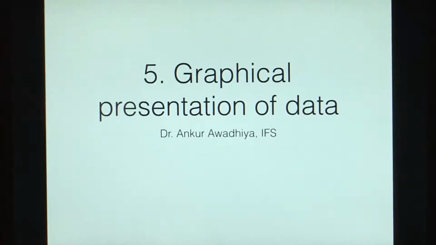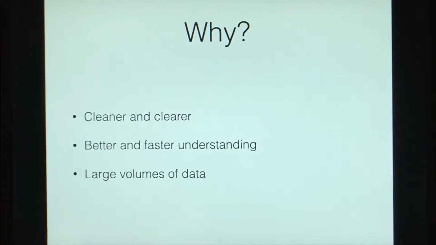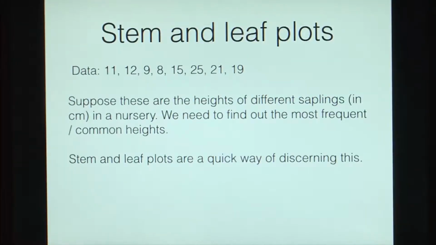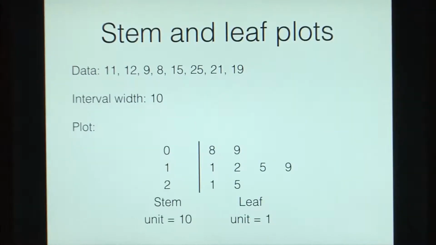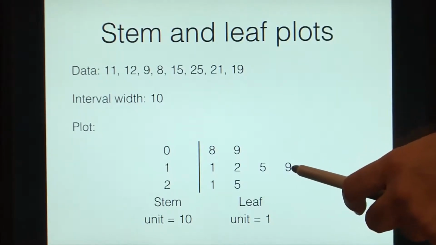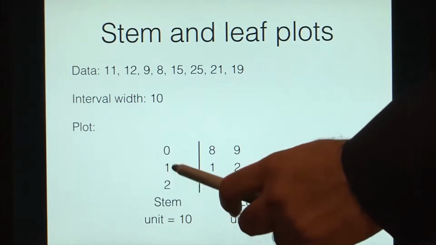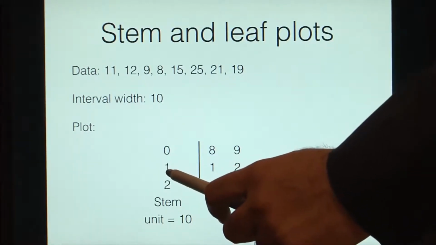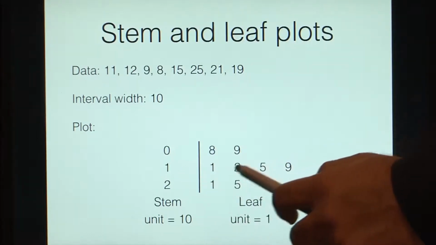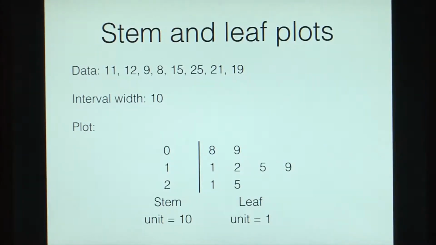Next, we looked at the graphical presentation of data. So, graphical presentation is used because it is clearer and cleaner. It permits better and faster understanding, and you can show large volumes of data to be processed very quickly. So, we looked at stem and leaf plots. So, for instance, here we developed a stem and leaf plot from this data, and we were able to say that this is showing a width of 10. So, values between 10 to 20 are the most frequent values in this case.